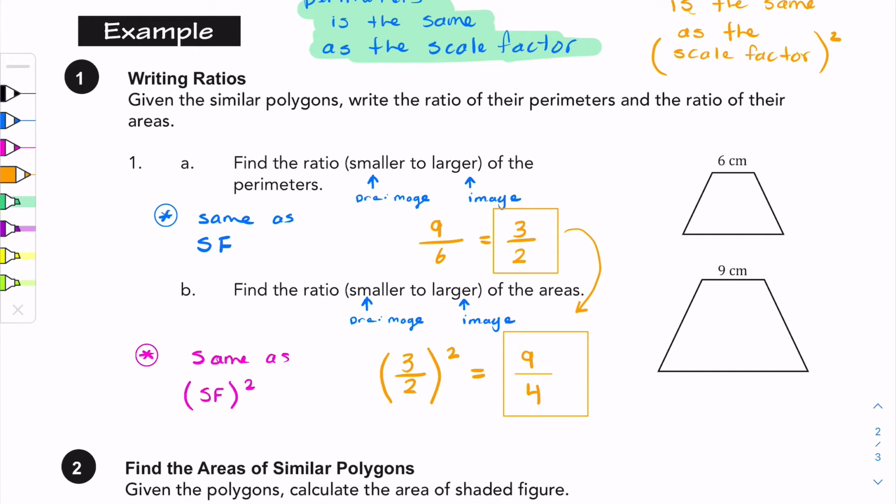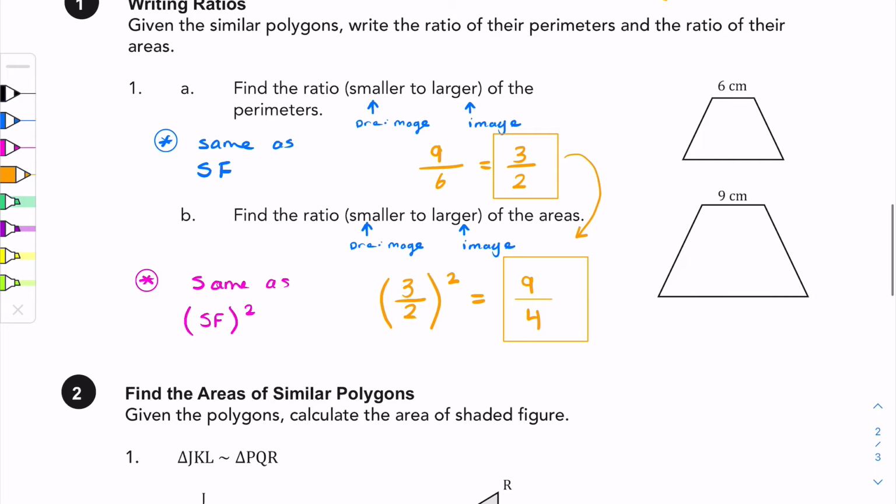And that is why it is helpful to be able to compare the scale factor versus what the area and perimeter actually are, because sometimes you don't have all of the information and you're going to have to use one or the other. So remember that the ratio of the perimeters is the same as the scale factor, and the ratio of the areas is the same as the scale factor squared.